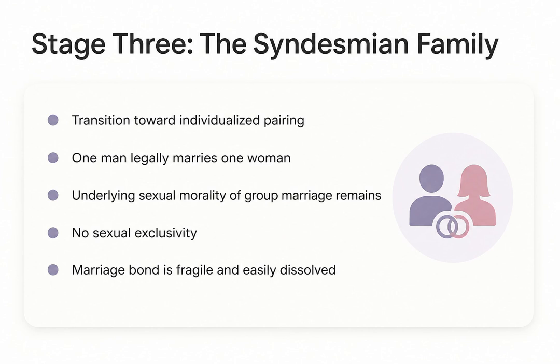Here, one man legally or formally marries one woman, creating an arrangement that superficially looks like an exclusive couple. However, the underlying sexual morality of group marriage has not fully disappeared. The marriage bond creates a legal pairing, but not sexual exclusivity. Either partner may still mate with people outside the marriage. Furthermore, the marriage bond in this stage is very fragile and easily dissolved. It is not a permanent, lifelong institution.